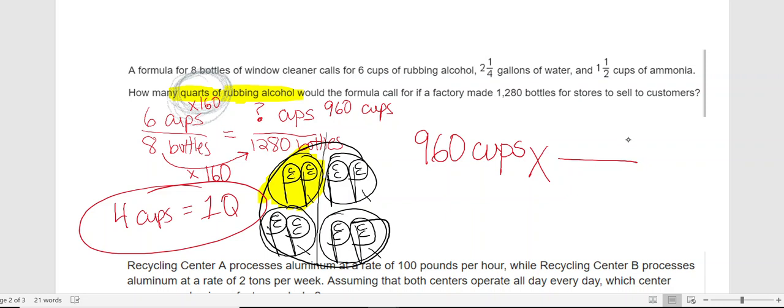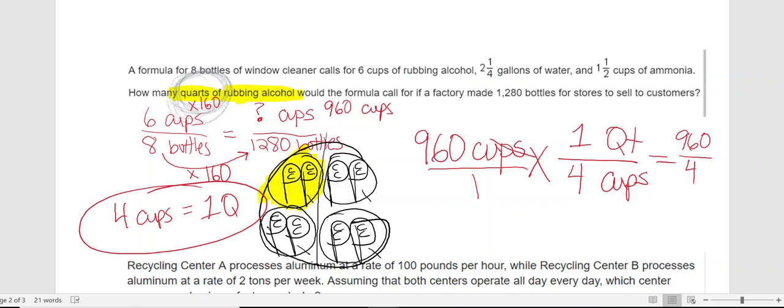Am I going to put the 4 cups on the top? Or am I going to put the 4 cups on the bottom? Well, it all depends. I'm starting with cups. I want cups to cancel. So if cups is on the top, I need to cancel it by putting cups on the bottom. So 4 cups in 1 quart. So then I would see that I'm doing 960 over 1 times 1 over 4. Cups cancels, and 960 divided by 4 would give me an answer in terms of quarts, because quarts is the only unit left there.